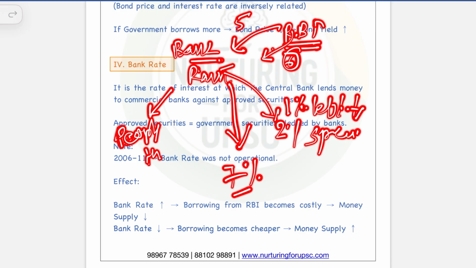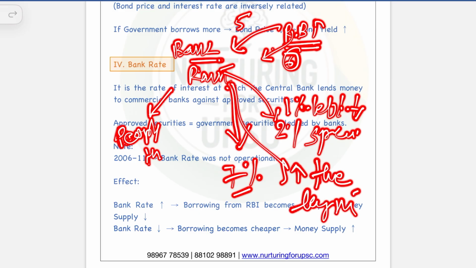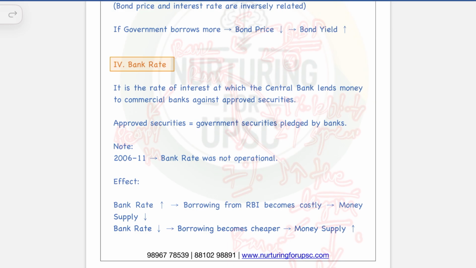So what happens? Either they would have to increase the lending rate. Increasing the lending rate makes borrowing costlier. So this reduces the demand, reduces the overall credit generation, and controls the money supply in the economy. In that case, the customer may not discount the bill, or may not take the credit.